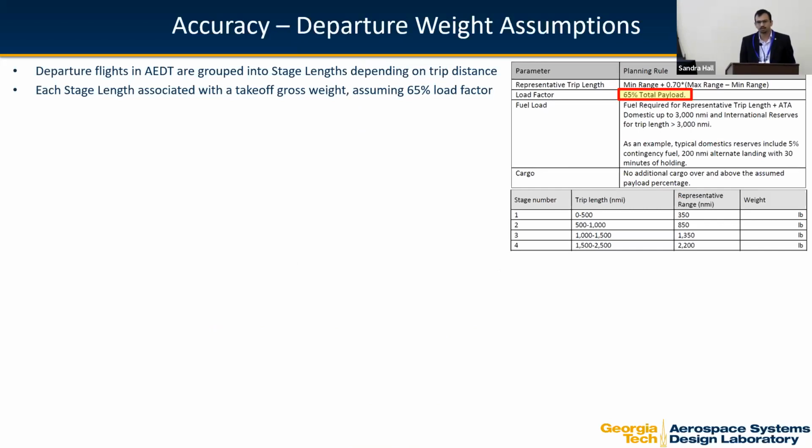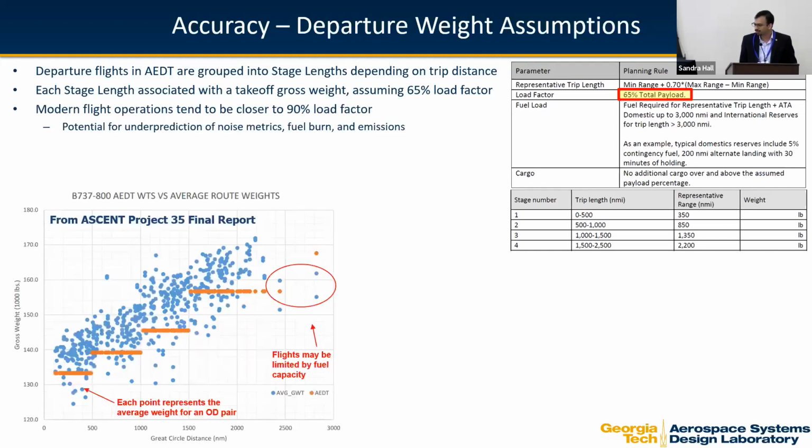So in ADT, all of your departures are grouped into something called stage length. So you would have different bins for the trip distance, and you would assign a single weight to all flights within that group. And one of the key assumptions that went into it was a 65% load factor for calculating takeoff gross weight. And I'm sure anyone who flew in here knows that's a very big underprediction, right? So we went ahead and compared how that weight actually looks in terms of real world data.